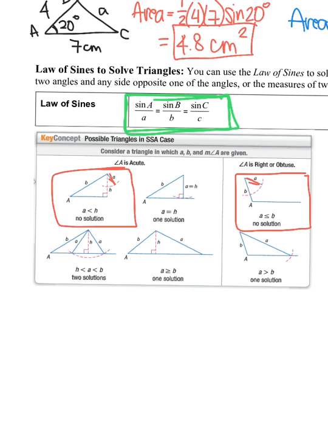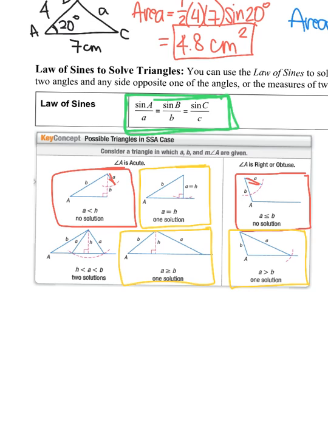Another situation is that we can get exactly one solution. All right. So how the lengths and the angles they give us work out, it's possible to get exactly one solution. Okay, so it can look something like those.